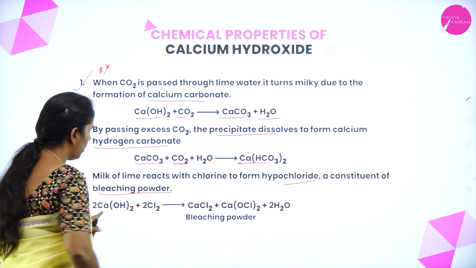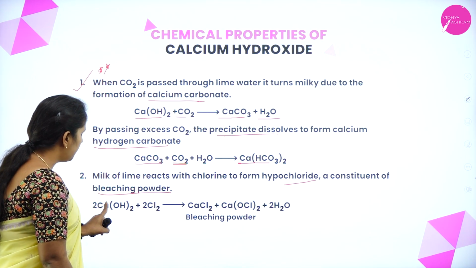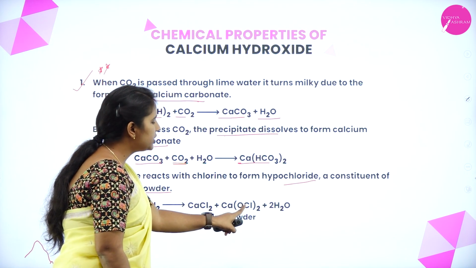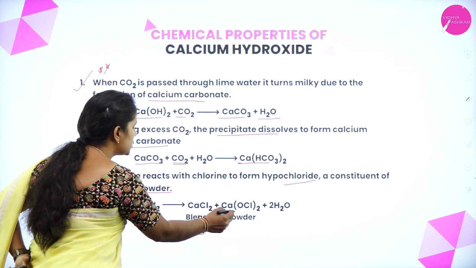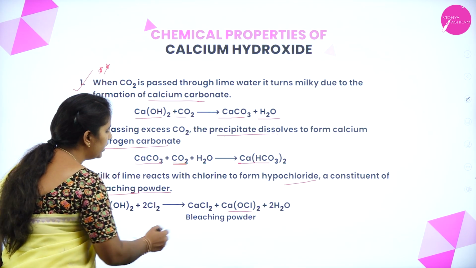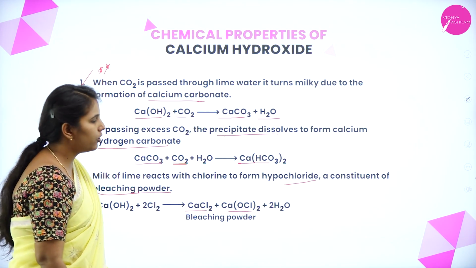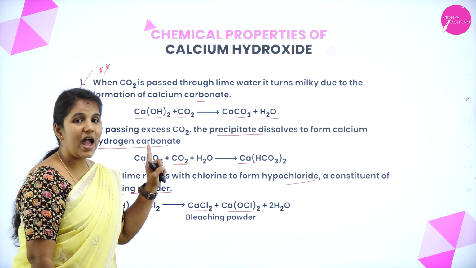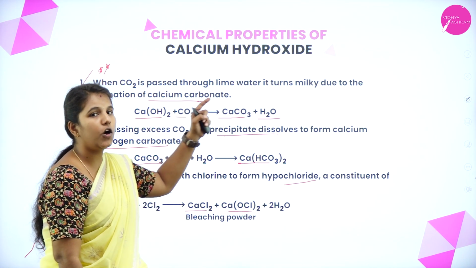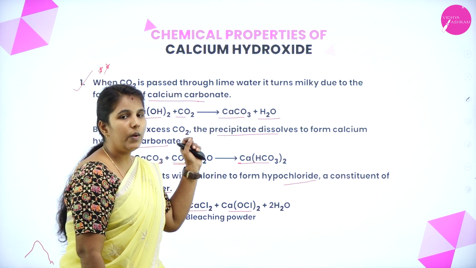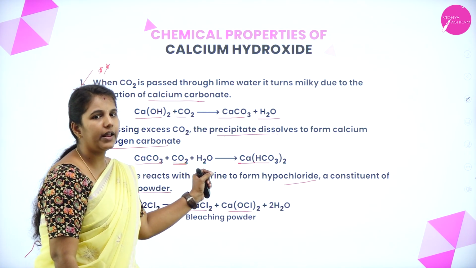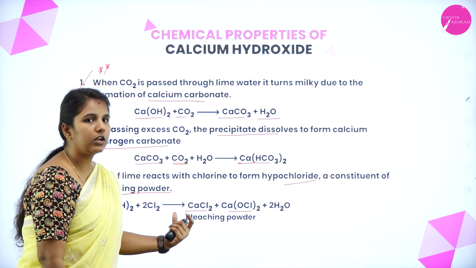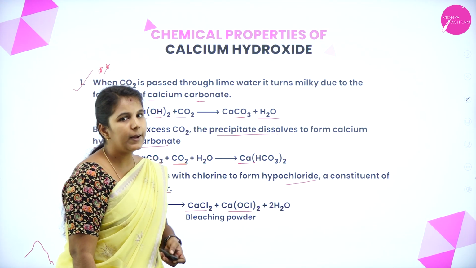The milk of lime, when it reacts with chlorine, forms a hypochlorite, a constituent of bleaching powder. You can see that the milk of lime, when it reacts with chlorine, forms what? Calcium oxychloride, which is also known as what? Bleaching powder, with the formation of calcium chloride and water. This is how it reacts with carbon dioxide and forms what? Calcium carbonate. When it reacts with the excess of carbon dioxide, it forms calcium hydrogen carbonate. When it reacts with chlorine, it forms bleaching powder.